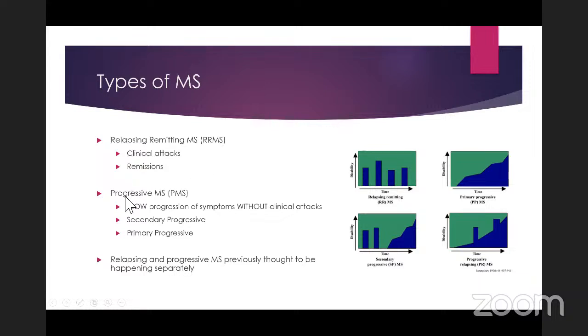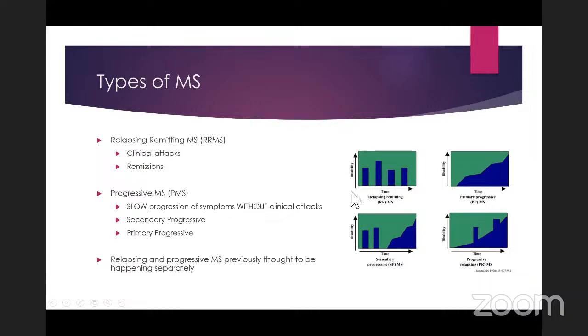Classically, we also have these progressive types of MS. These are more of a slow progression. So you don't have those big bouts of weeks or months of symptoms followed by remissions. But over a time, like over a year's time, you notice my walking's not as good as it used to be, my memory's not as good, without those big relapses. So that's where progressive MS comes in.